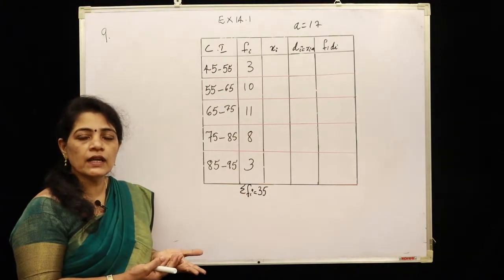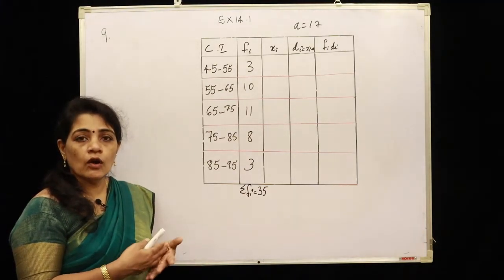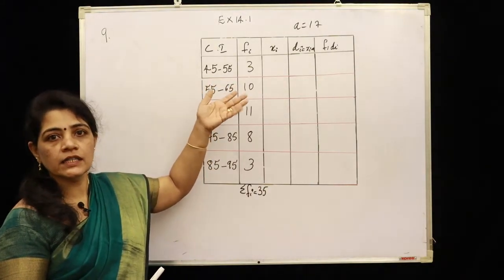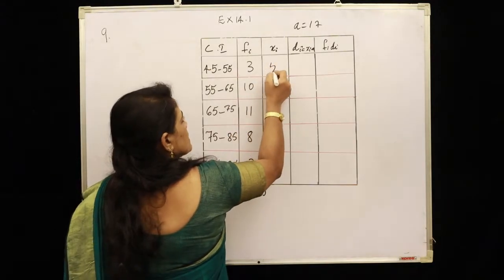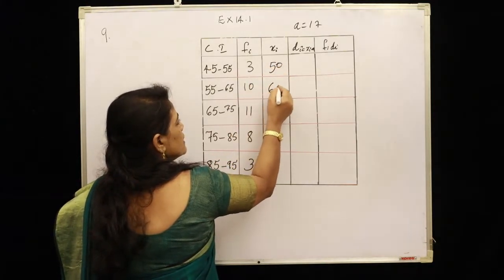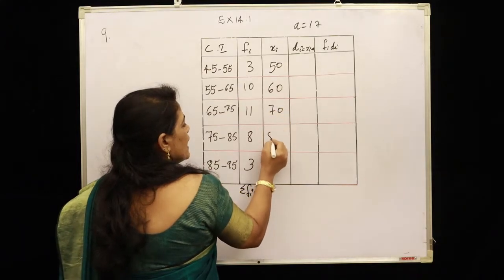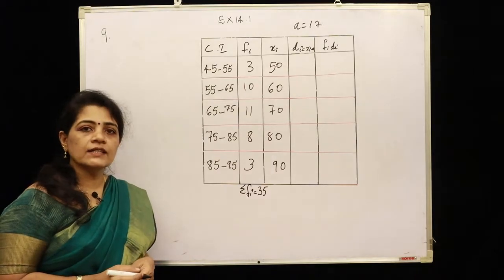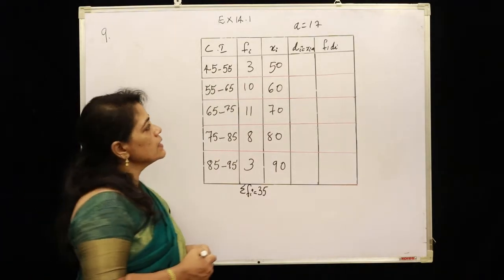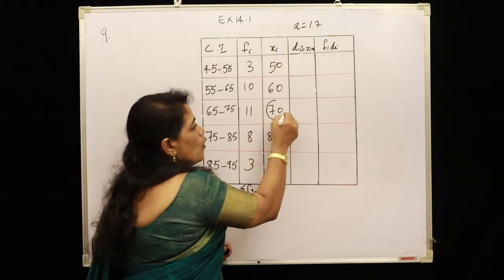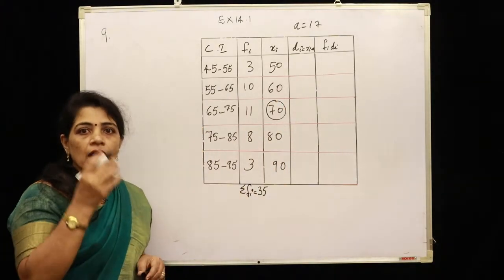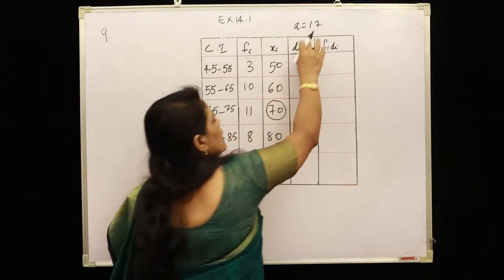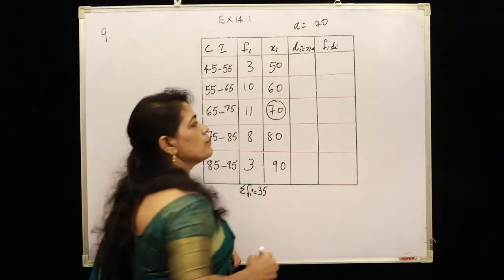So very simply you can calculate its mid value: lower limit plus upper limit divided by 2. That is 45 plus 55, 100 by 2, 50. Since the class size is 10, so 60, 70, 80 and 90. And we can select one from this xi column. I am going to select it when the count is odd, we can easily find the mid observation, that is xi, that is 70. So the assumed mean is 70 for this problem.